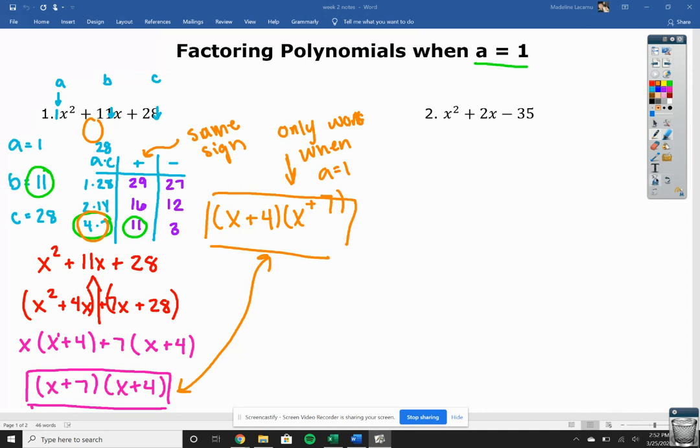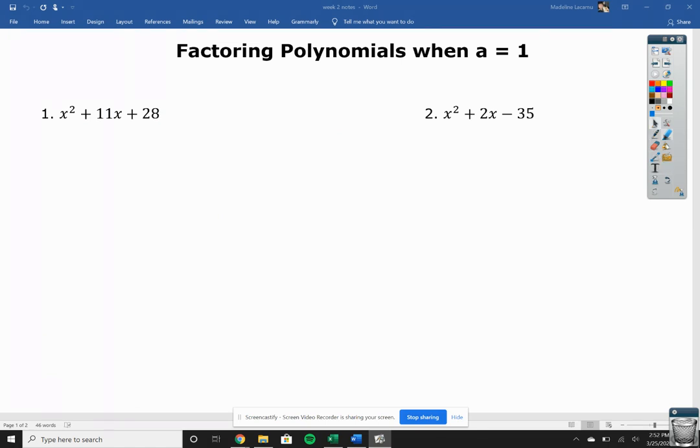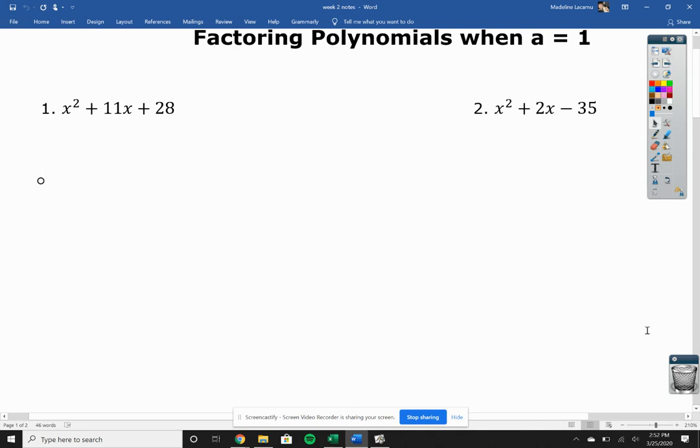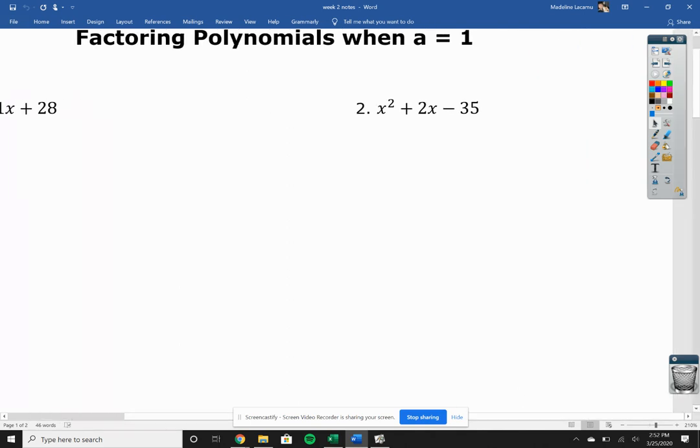I'm going to clear this next one so I have some space to do it. So for the next one, we're just going to go ahead and go to the shortcut. If you want to do the grouping way, it will always work, but our shortcut only works when a equals 1. I'm going to start the same way. We're going to have a equals, b equals, and c equals. So again, our a is 1 because there's no number in front. Our b is a 2. And our c is technically a negative 35, but we don't worry about the negative, so I'm just going to write a 35.